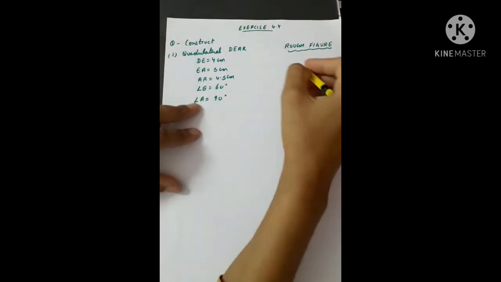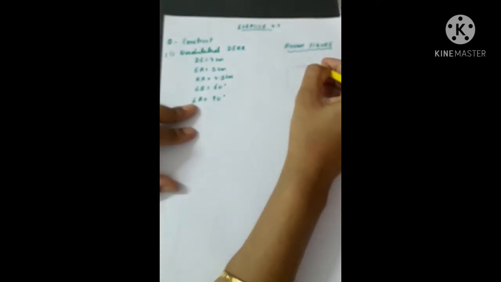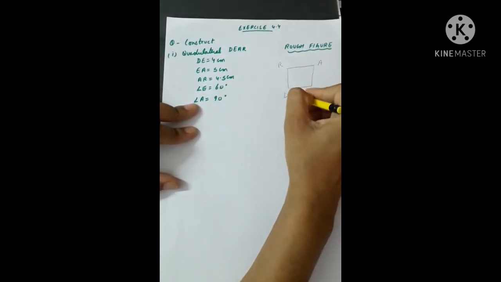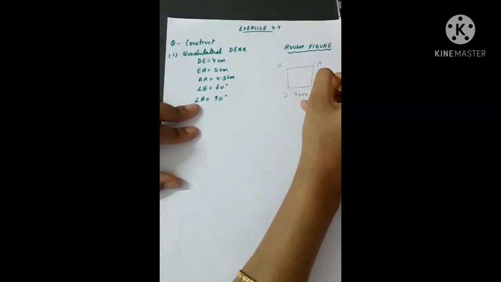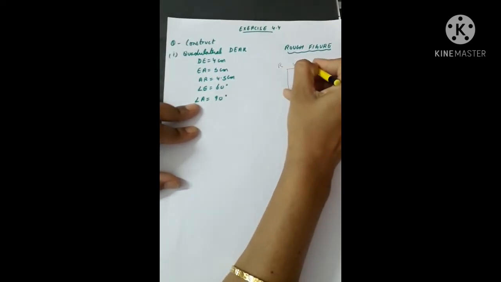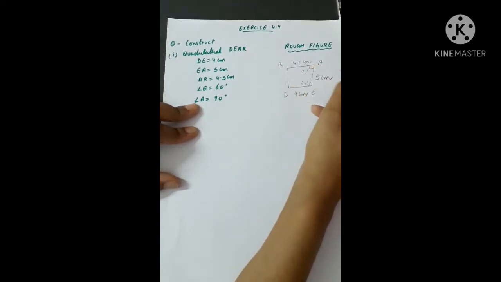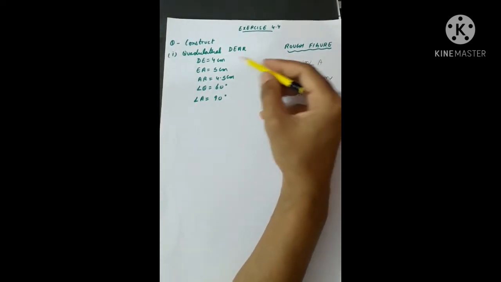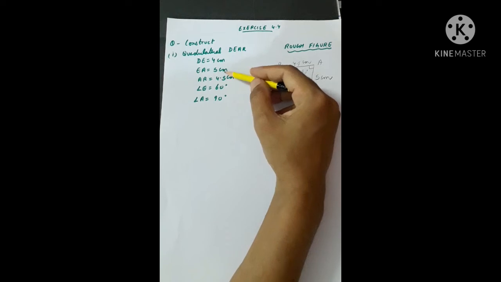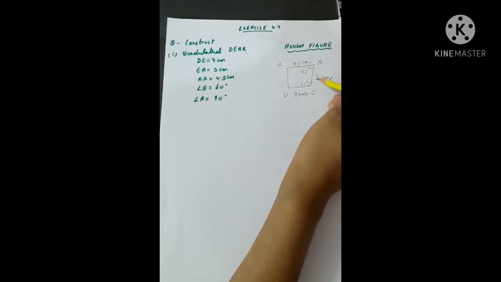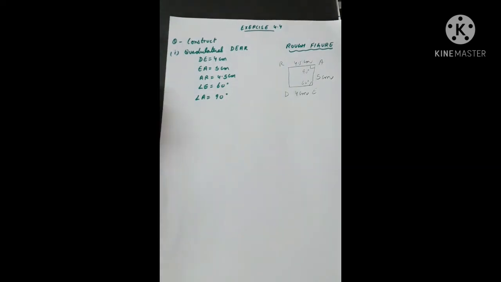Now let us draw the rough figure first of all. If I draw a rough figure, I name it like this: D, E, A, R. This is 4 centimeter, EA is 5 centimeter, AR is 4.5 centimeter. Now angle E is given 60 degree and angle A is given 90 degree. See, these three sides are given and these two angles are included between the given sides. Then how do we construct the figure? It is also very simple. Once we draw the rough figure, our construction becomes very easy.